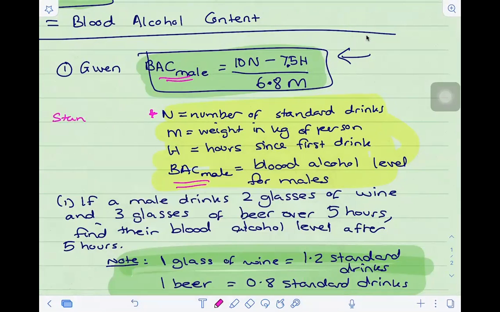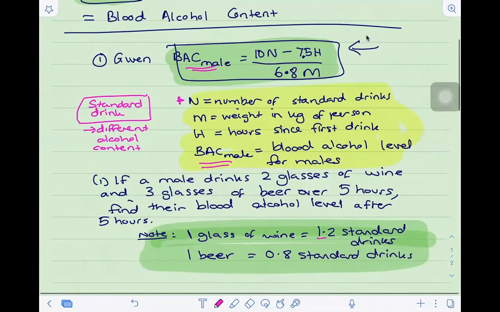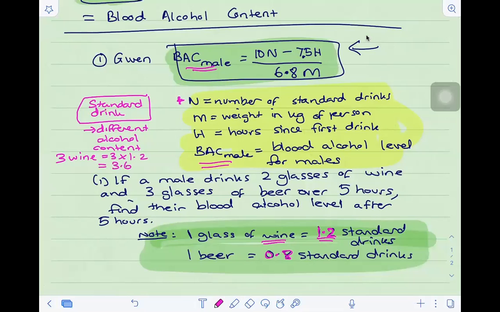Now, a standard drink is different depending on what type of alcohol is being drunk. The reason is because every drink has a different alcohol content. So a particular alcohol content is labelled as one standard drink. You can see down here a glass of wine is 1.2 standard drinks. That means it's 20% more than a normal standard drink. Whereas a beer has less alcohol at 0.8 standard drinks. So if you had 3 glasses of wine, you'd do 3 times 1.2 to work out how many standard drinks, which is your N.